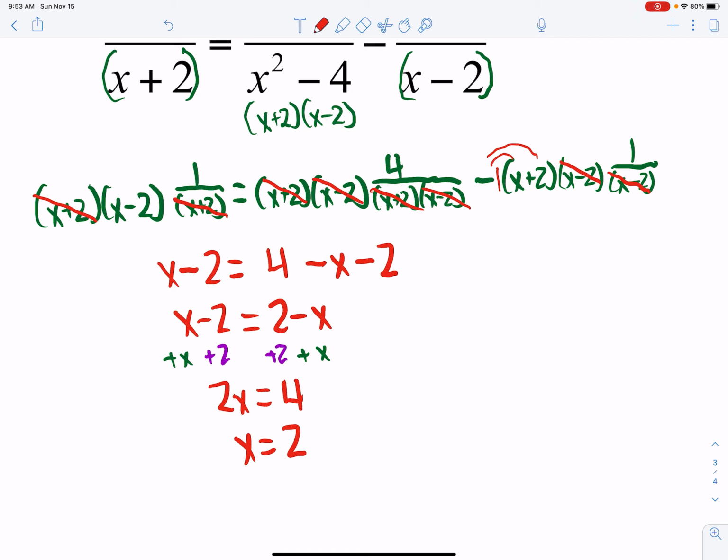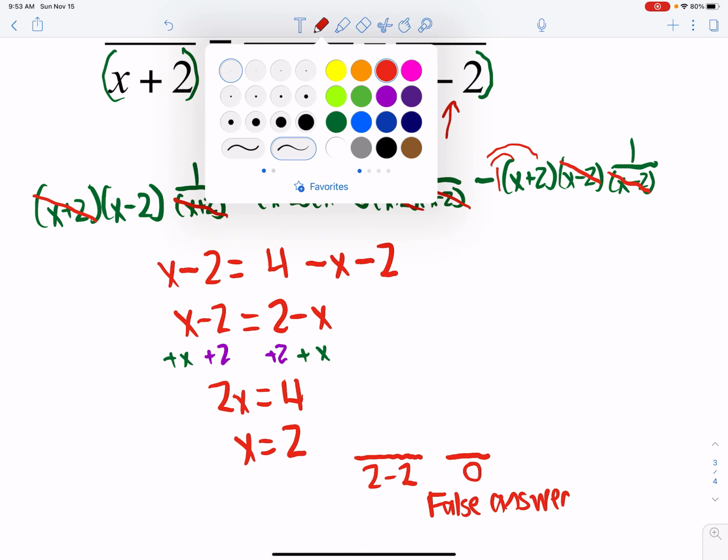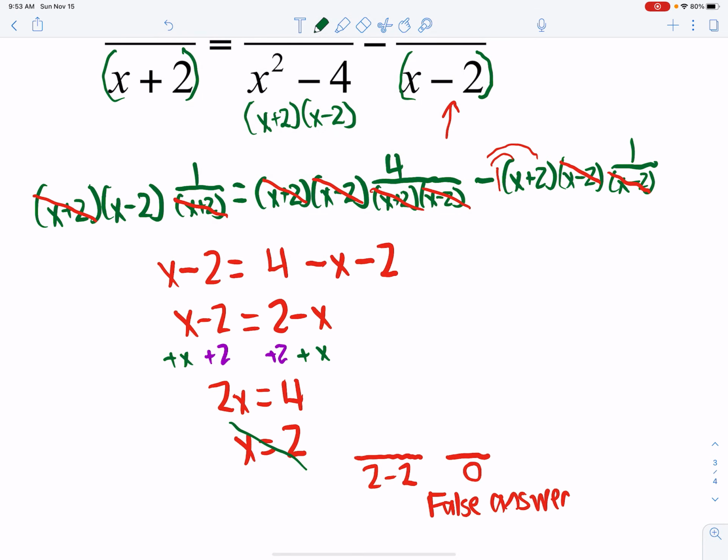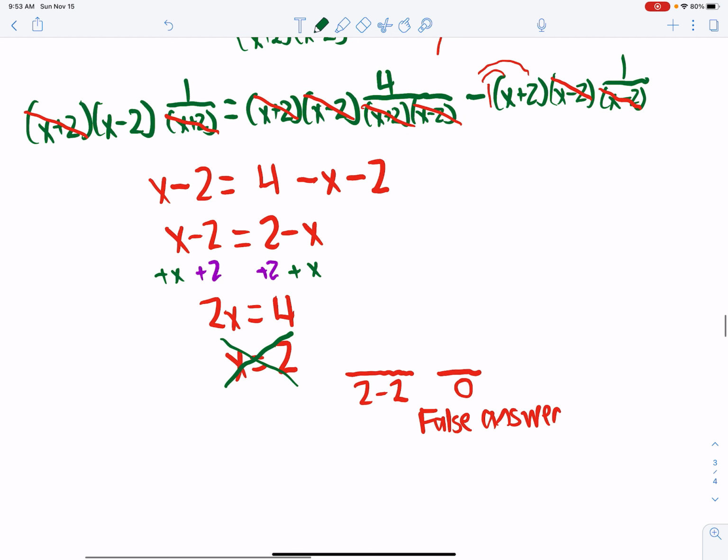But that's actually not a solution to this problem. Again, if you check the bottoms of the original fractions, this one would take that last fraction and make it 2 minus 2, which is 0 on the bottom of the fraction. And that's going to make a false answer because you can't have 0 on the bottom of the fraction. So here, the only answer that we got with algebra was a false answer. So for this problem, we would need to put no solution.